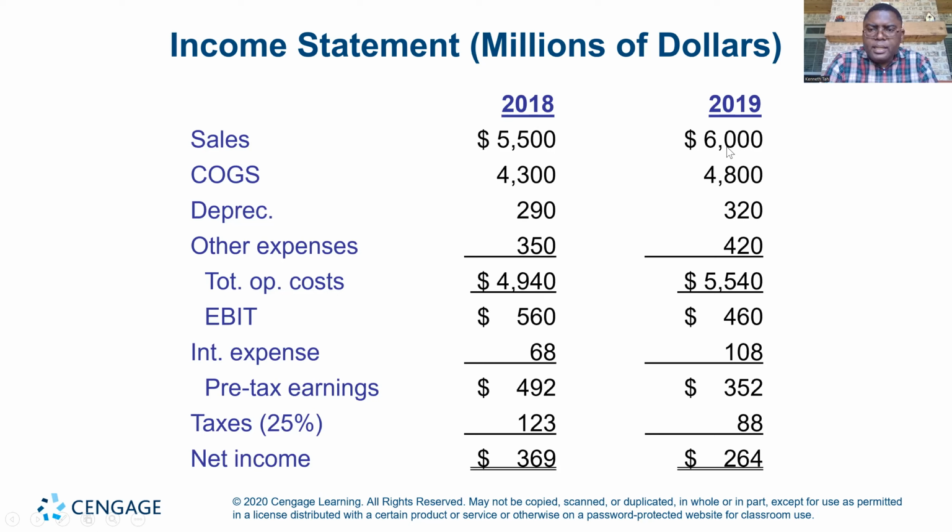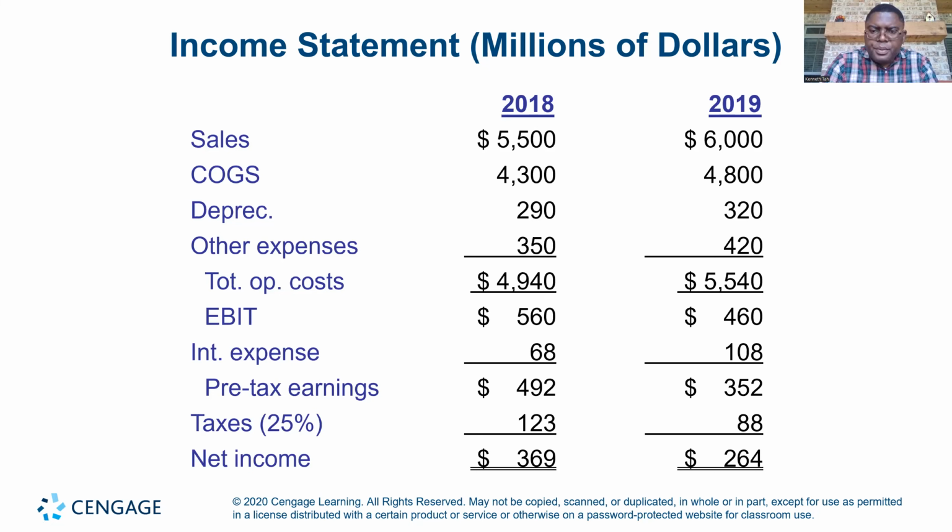So if we look at sales, we will see that sales increase by about 500 million. In 2018, sales was 5,500 million, so it's in millions. And then there was an increase by 500 million, which is about a 9% growth. That's a 9% growth in sales.